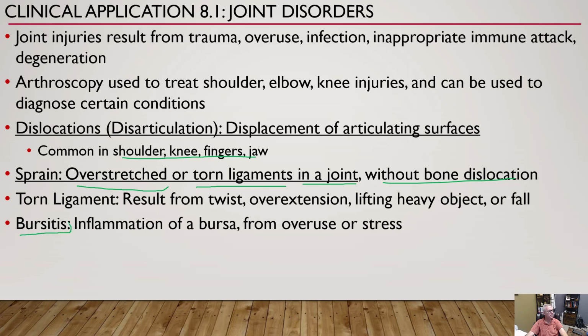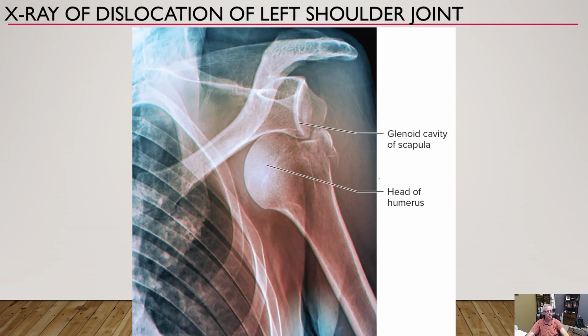Bursitis. Itis means inflammation of, so inflammation of the bursa, typically because of overuse or stress. This is just a picture of a dislocation. That's the head of your humerus, which actually should be up here in that glenoid cavity. So what we would do is we just kind of put it back there. Sometimes it requires anesthesia. We would just give you a little bit of propofol, which would knock you out for a few seconds while we put that bone back where it should be.